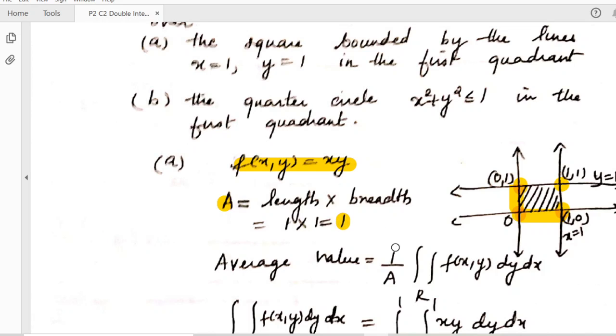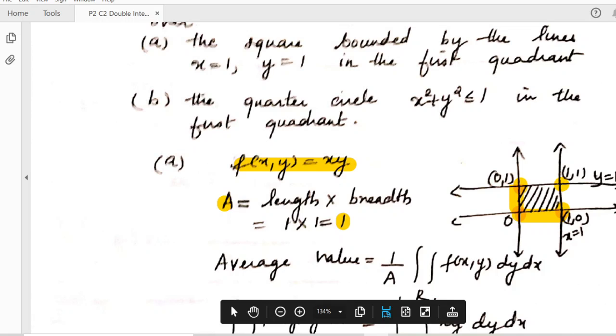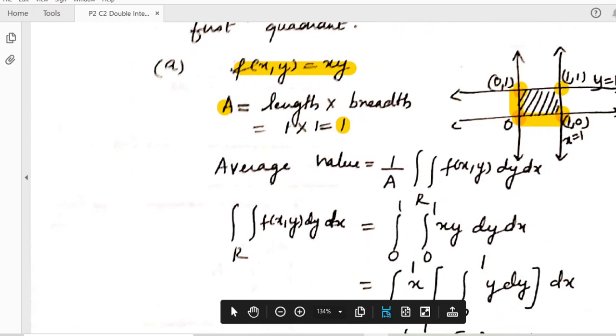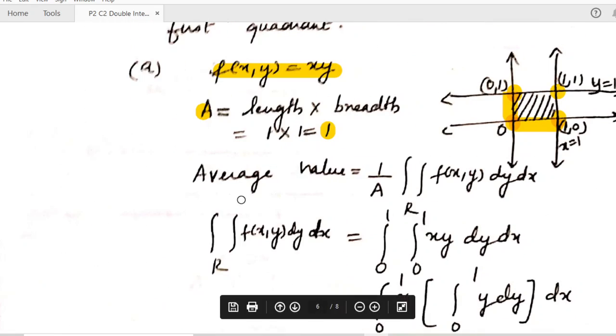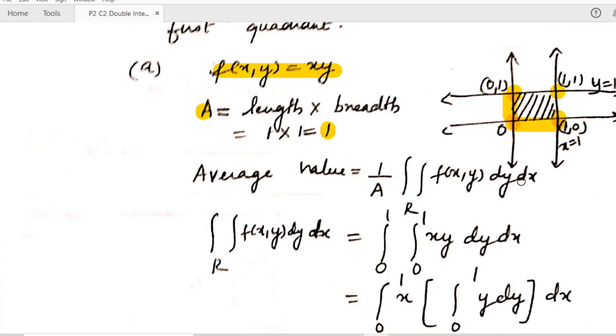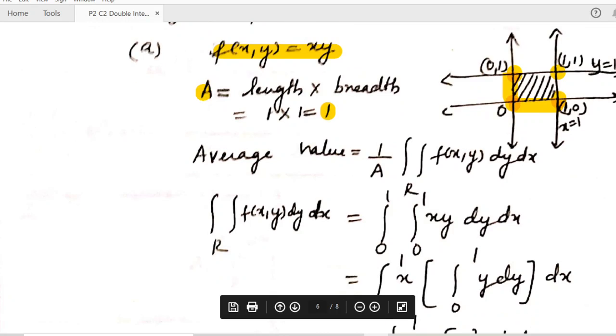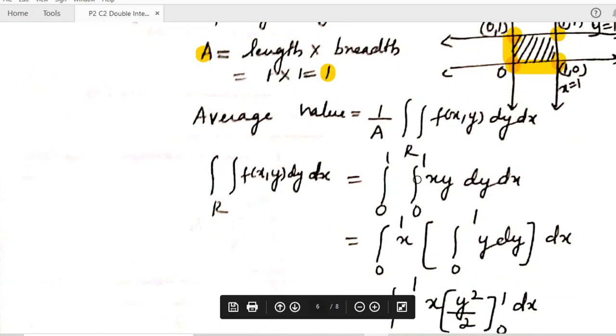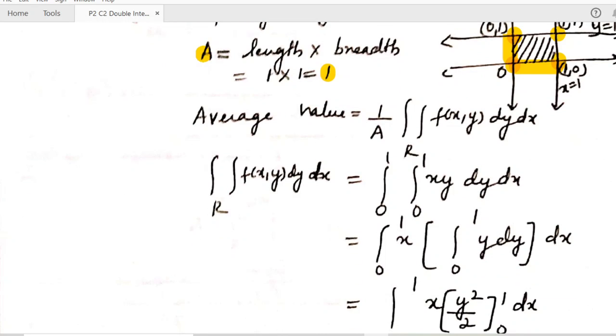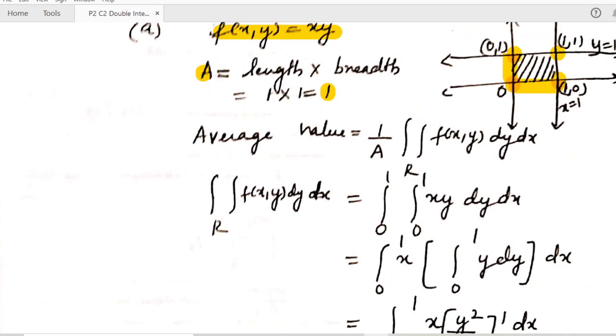Now let us find the average value. We have the formula for the average value: average value equals 1 by capital A, double integral f of xy dy dx. First we will be finding the double integral of f of xy dy dx. So our function here is xy. We can find the limits of x and y.